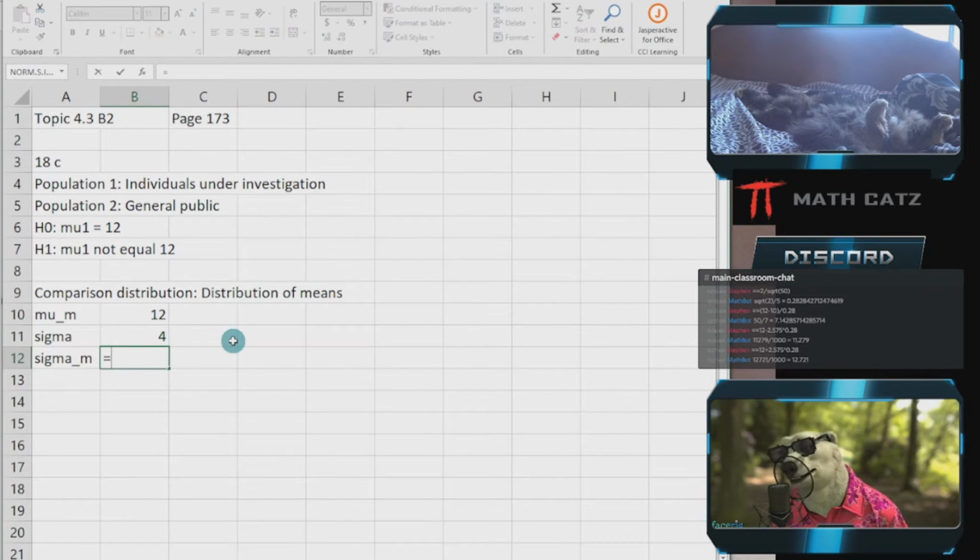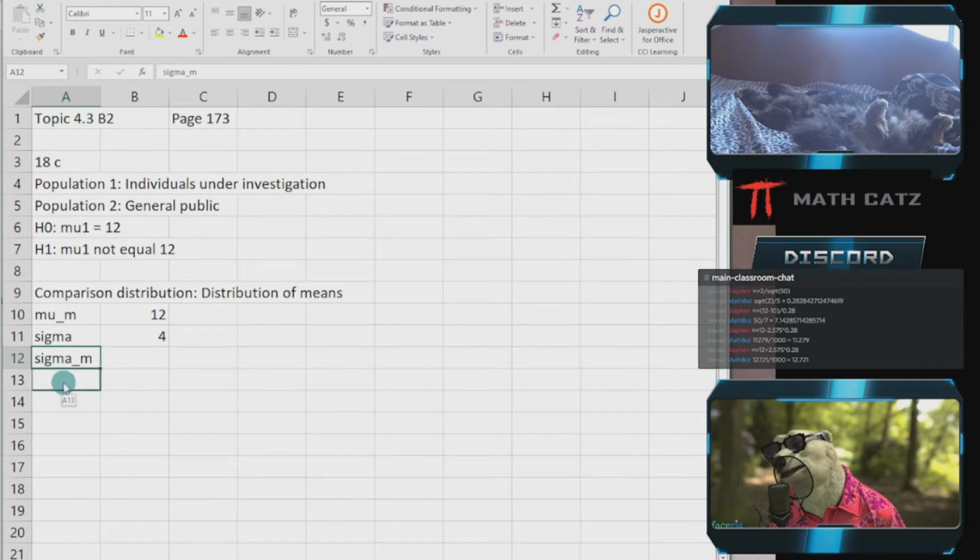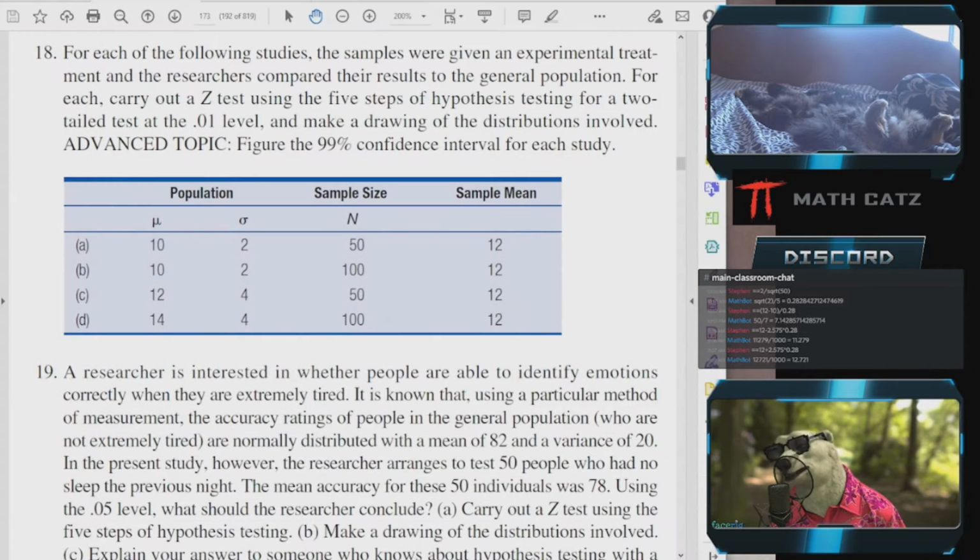And sigma m is then going to be, oh, let's write my sample size as well. I want more things here. Sample size n is 50. We can double check in the question here, 50.